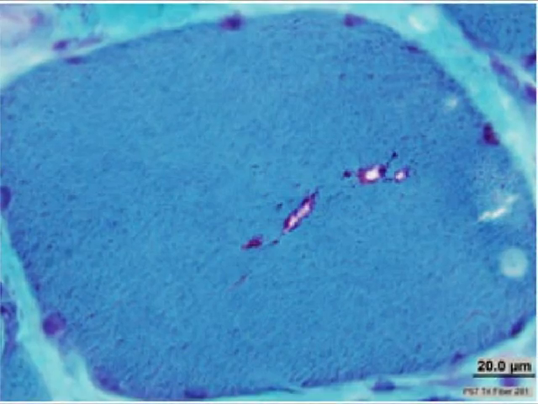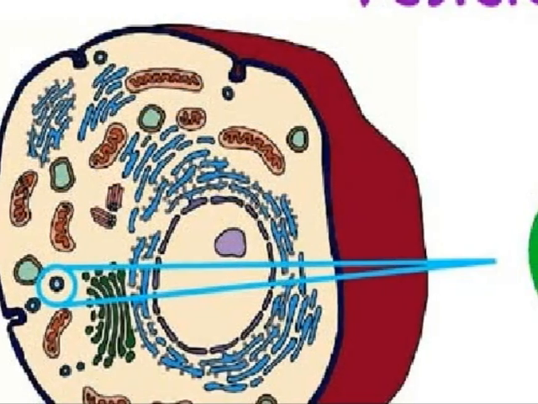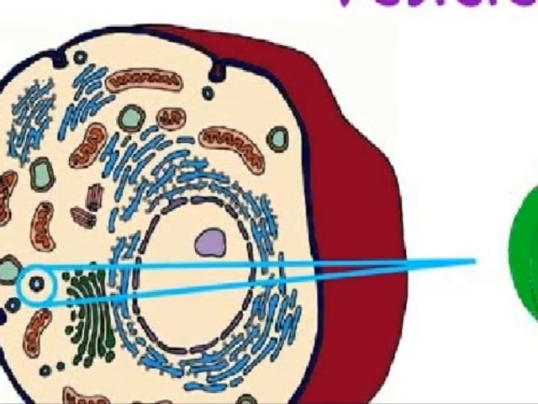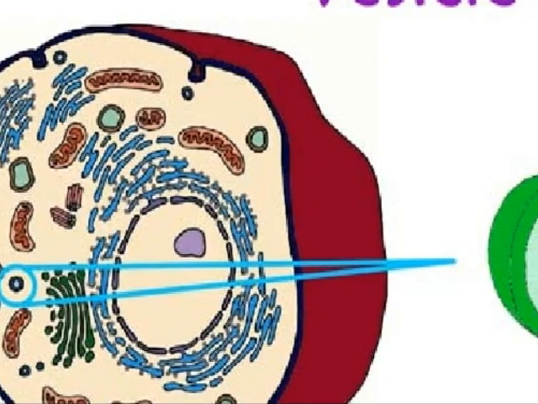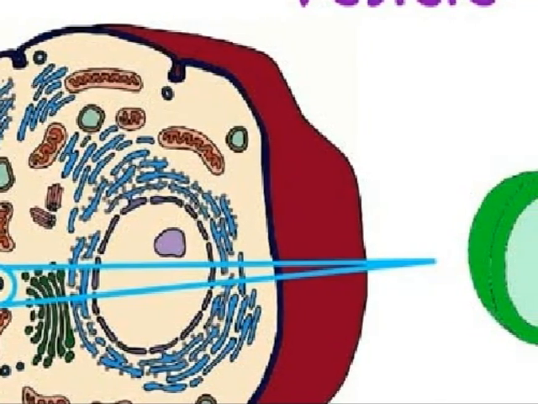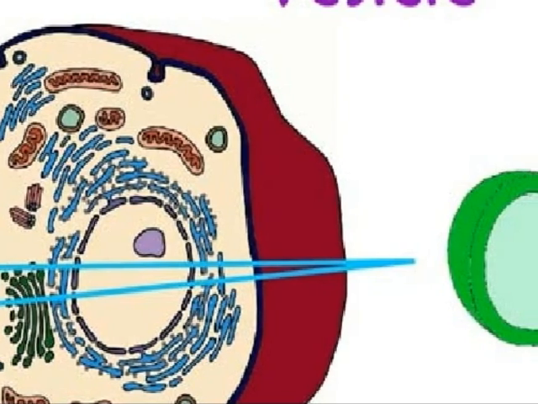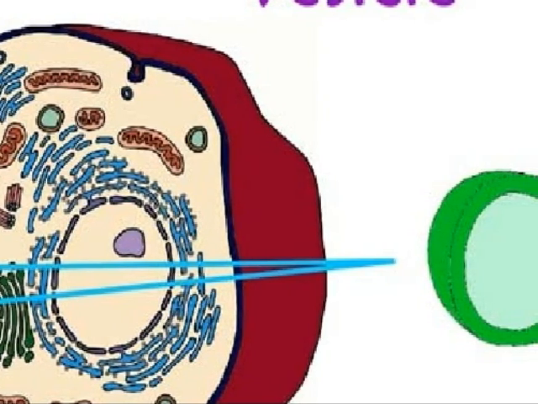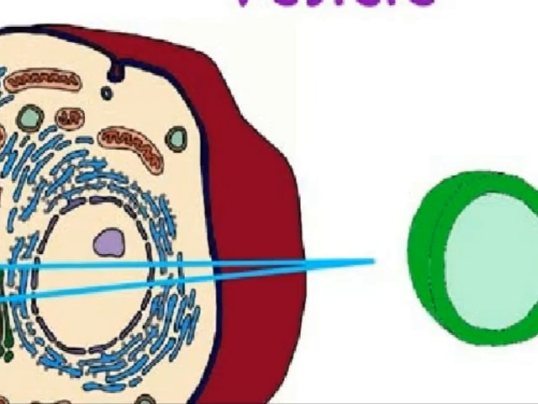There's also a smaller type of vacuole called vesicles. As I said before, vesicles are smaller versions of vacuoles. However, in addition to acting like warehouses, vesicles are usually involved in transporting substances intracellularly.